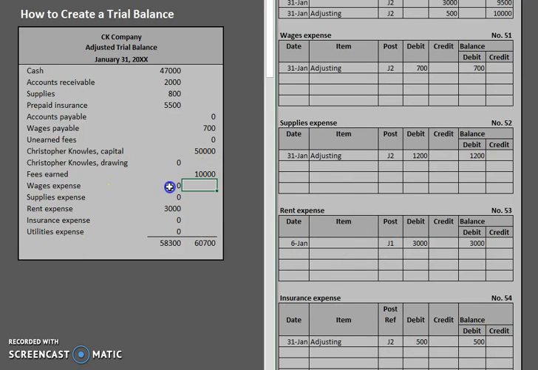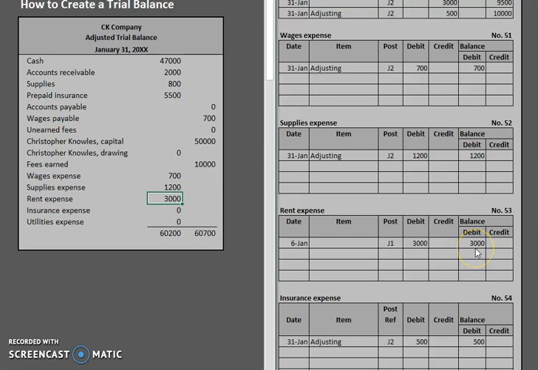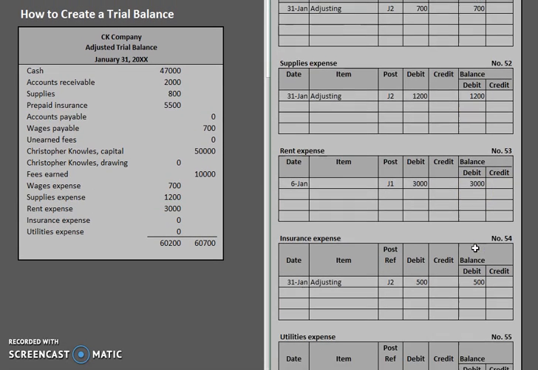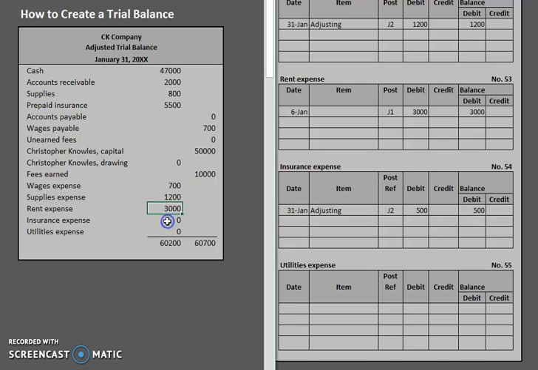Okay, now how about wages expense? Wages expense is now a debit of 700. Supplies expense is now a debit of 1200. Rent expense, still 3000, no changes there. Insurance expense, that one is now 500. And utilities expense, that one is still a balance of zero, so we're good there. And of course, your final check, just like we learned previously when we were doing those trial balances, they still equal 60,700, 60,700. That's a good indication that we probably did everything correctly, and I can guarantee that we did everything correctly here. So you're good to go in that case.